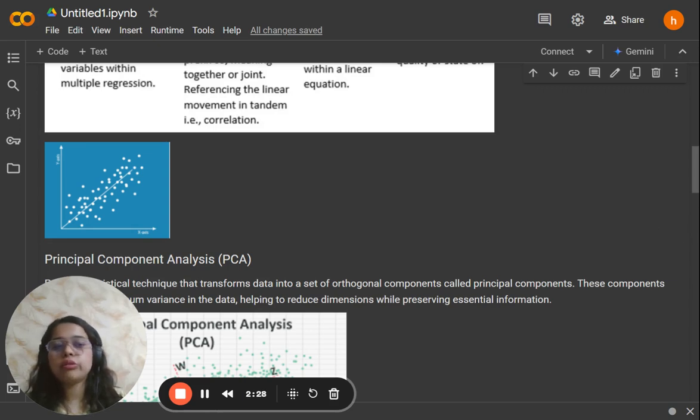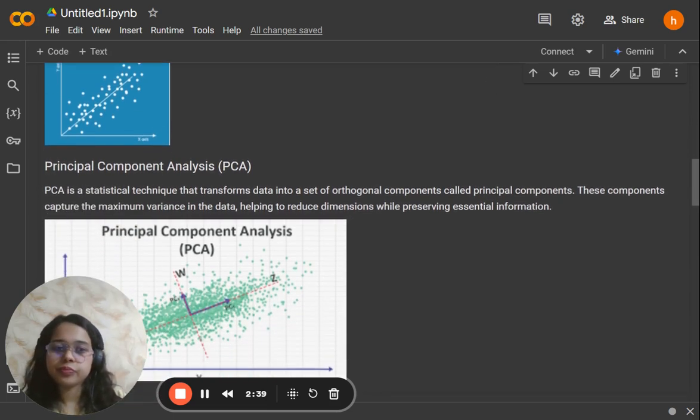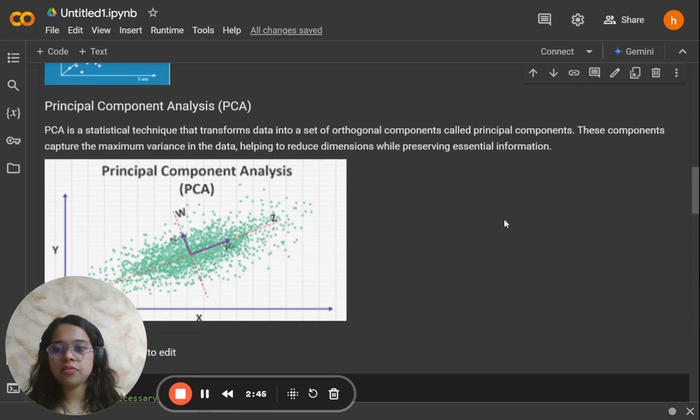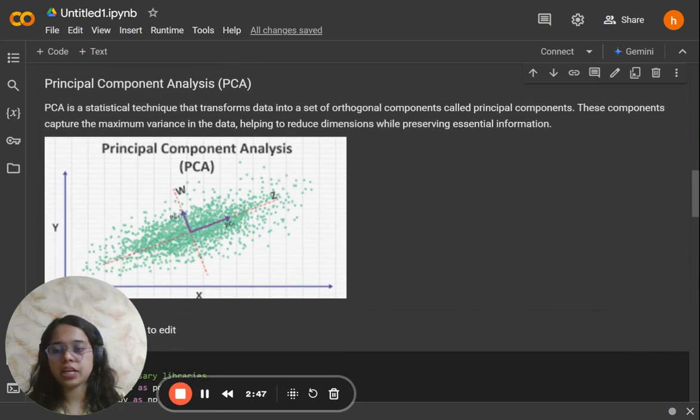Now, how to detect multicollinearity? We use a metric called the variance inflation factor, that is VIF, to detect multicollinearity. We'll understand more about it later. Next, we have principal component analysis.